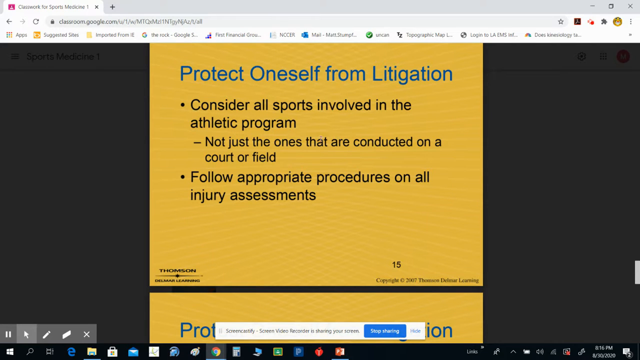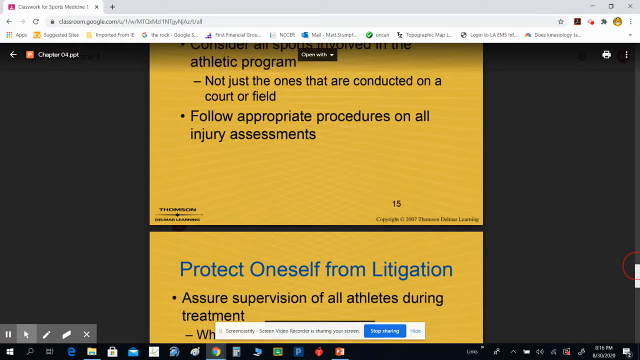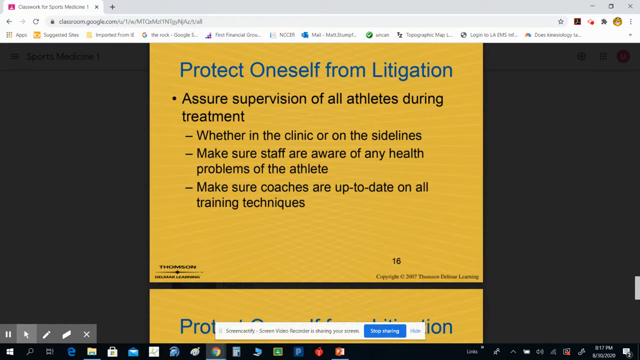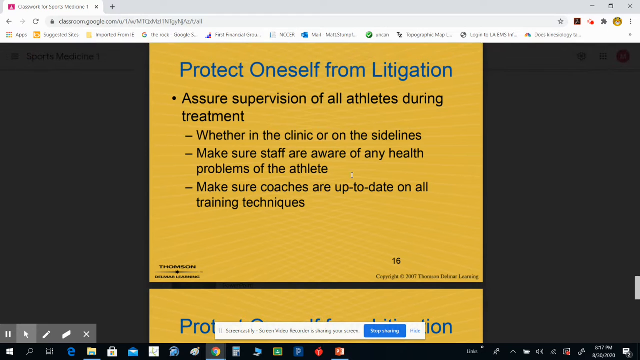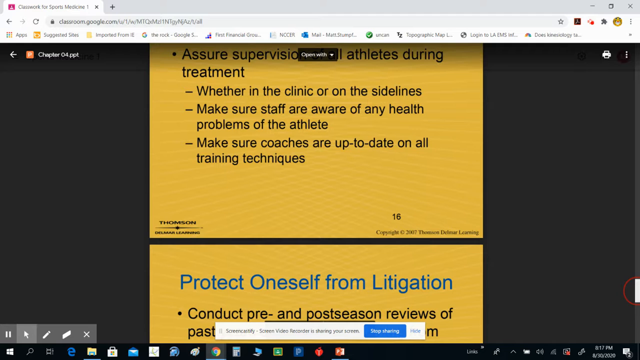Follow all appropriate procedures on all injury assessments. Whether they are a golfer or whether they're your All-American quarterback, you still need to assess their injuries properly. Supervise your athletes during treatment, whether they're in the clinic or on the sidelines. Make sure your coaches are up to date. Make sure the coaches are aware of health problems the athlete might have. Because I can't be everywhere, but it's important for the coach to know, hey, this kid's diabetic. We need to watch him, make sure he eats before he plays, things like that.